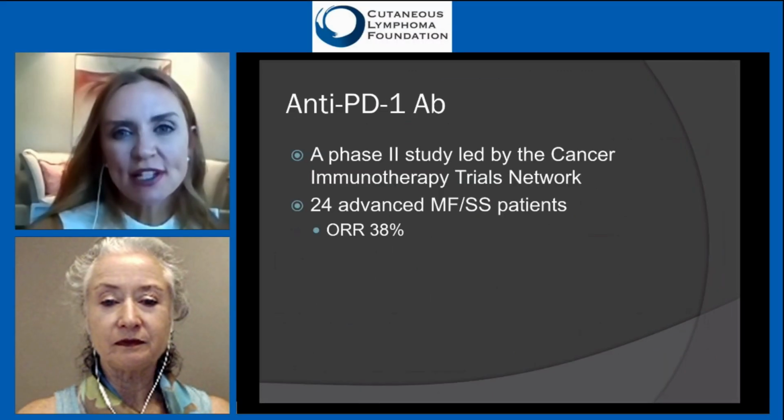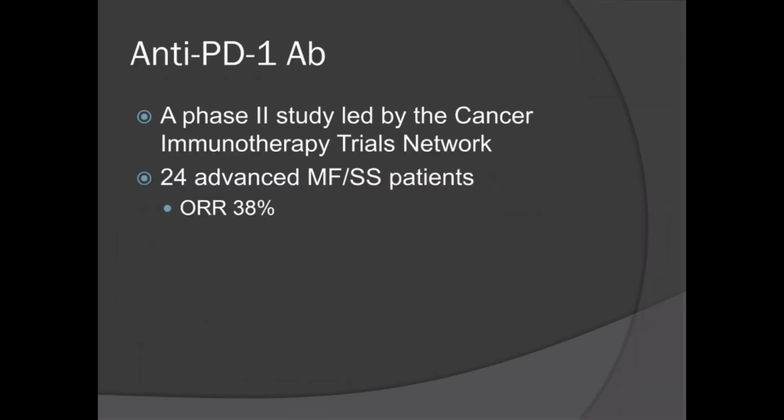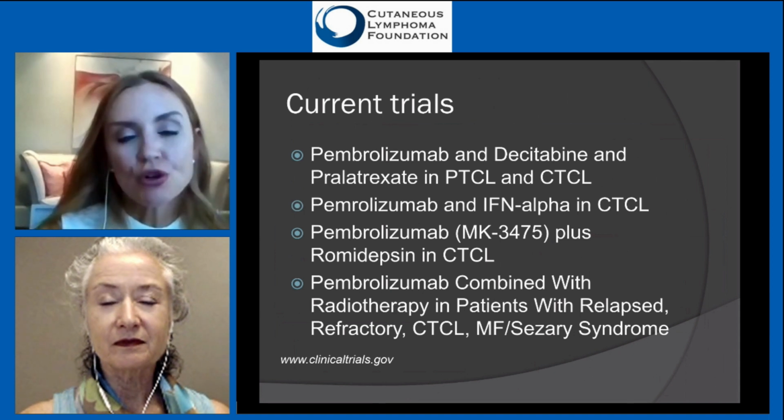So there's a phase 2 study that's being led by the Cancer Immunotherapy Trials Network looking at 24 advanced stage patients, and an overall response rate was initially reported at 38%, so very encouraging. Here are a list of some of the current trials looking at pembrolizumab in CTCL patients. We have a couple patients who are up at Penn working with Drs. Rook and Kim getting this drug, and both of them are doing incredibly well.